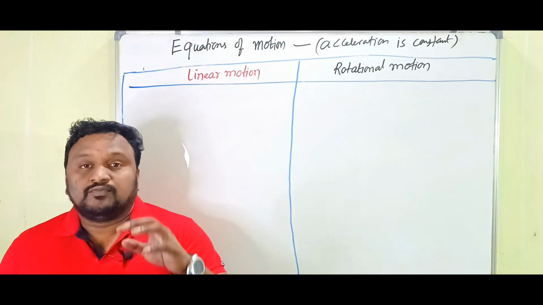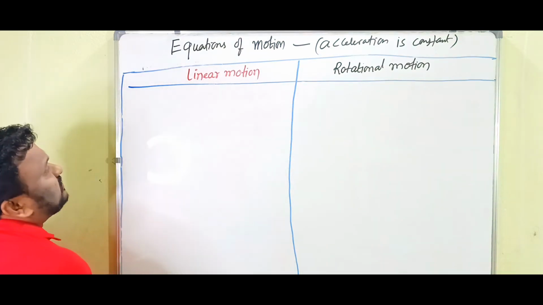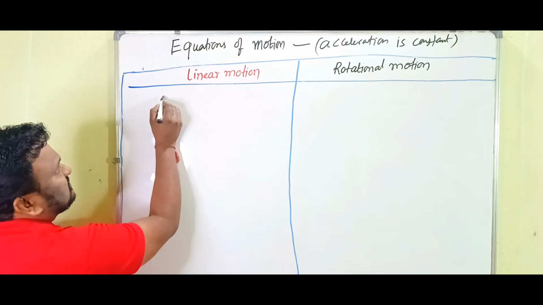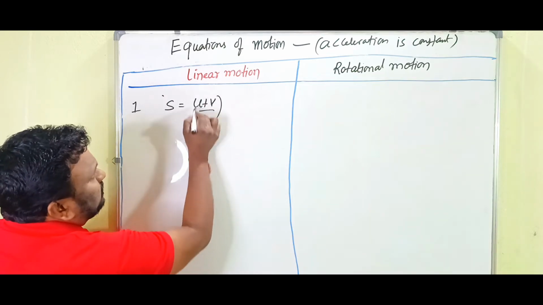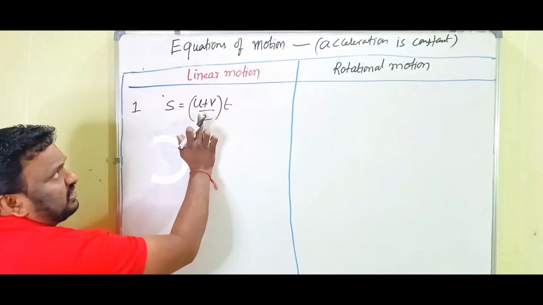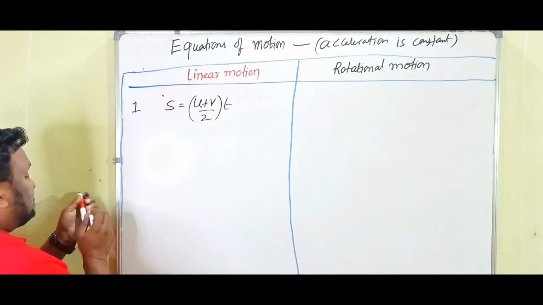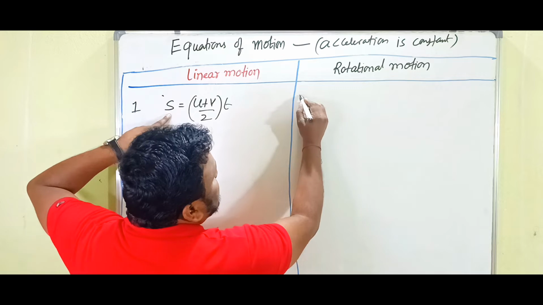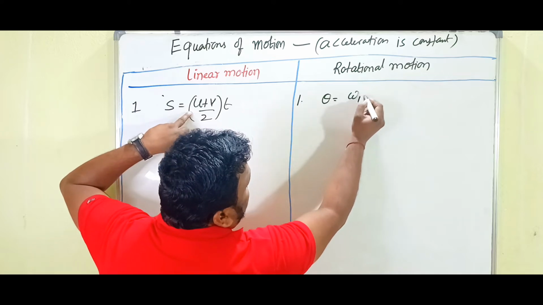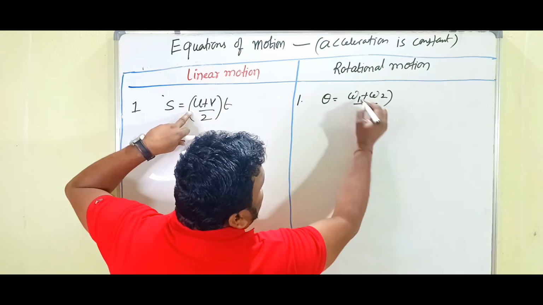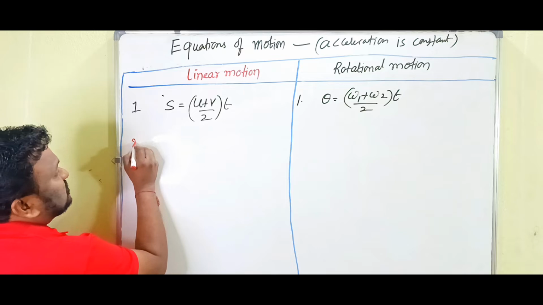Let's go for that. First we write the equations in linear motion. For displacement, s = ((u + v)/2) × t. s is the displacement; average velocity into time is nothing but displacement. The same equation should be written in this case as: angular displacement, theta = ((omega 1 + omega 2)/2) × t. Clear?